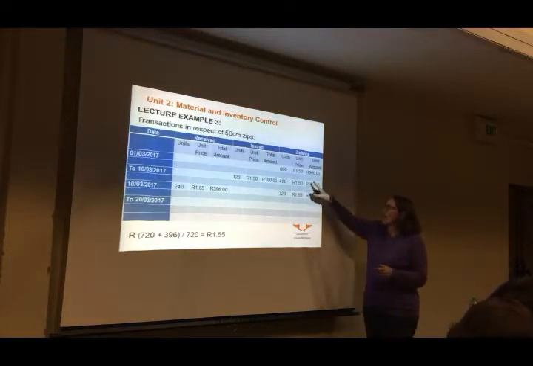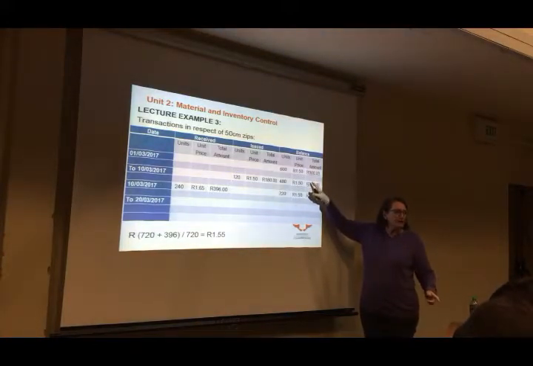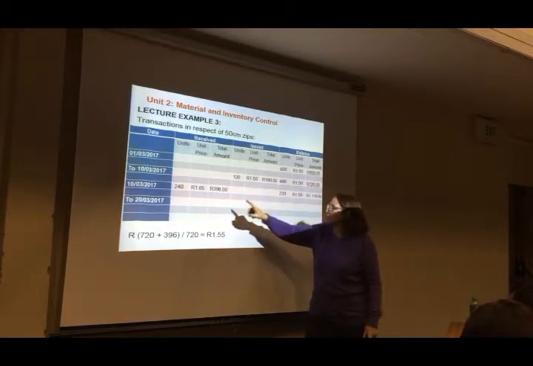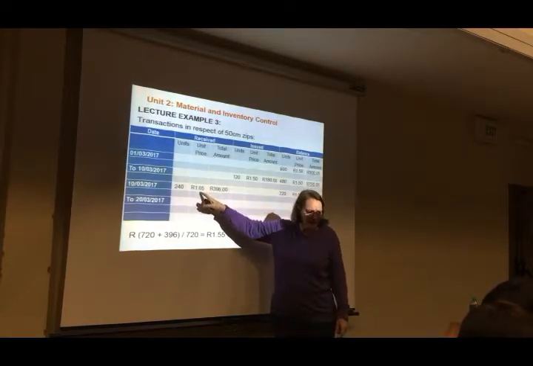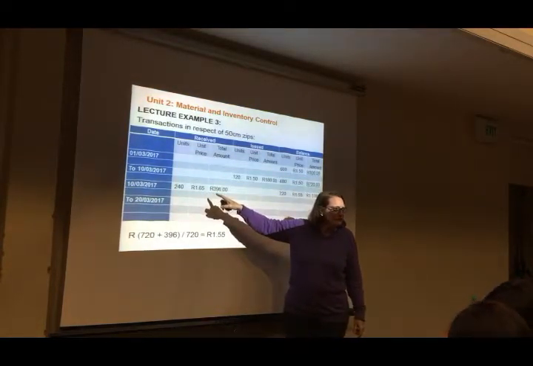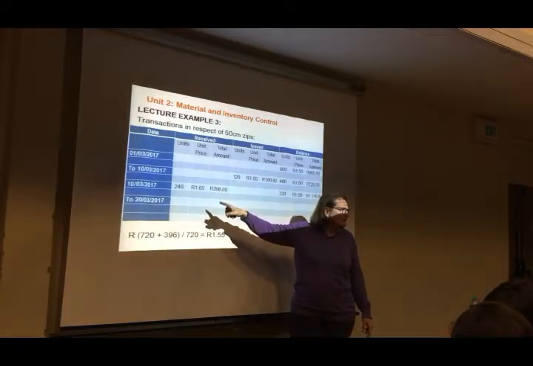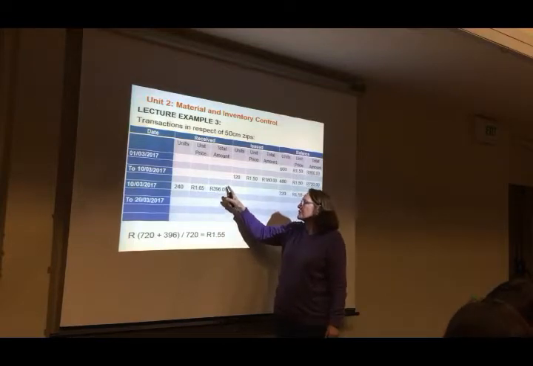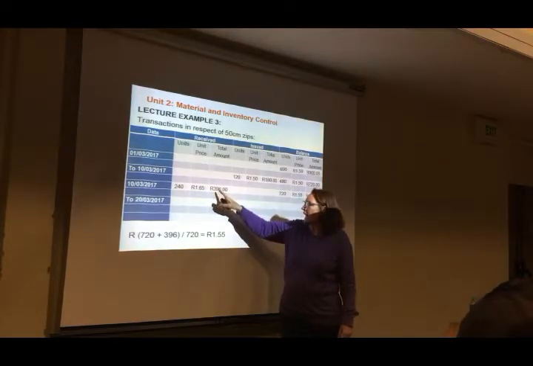This is the rand value of the stock, the cost of the stock that we've got before we bought the new 240 zips. Then we bought 240 zips at 1.65. Some of you have written down 1.55. 1.65 is correct. Okay, that gave you 396 rand.